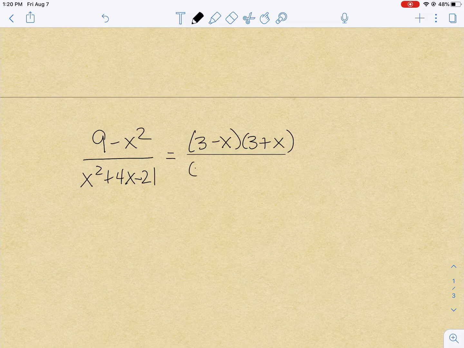The denominator is more trinomial type, so I'm looking for something that multiplies to be 21, but adds to be positive 4. So I would go 7 and 3, so I want 7 minus 3 to make positive 4.